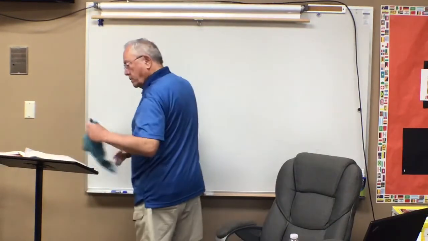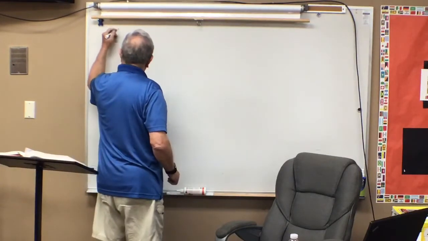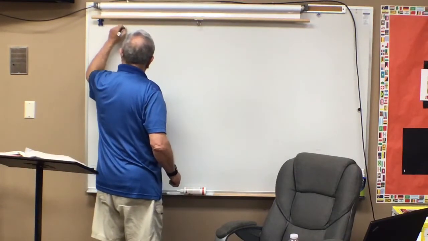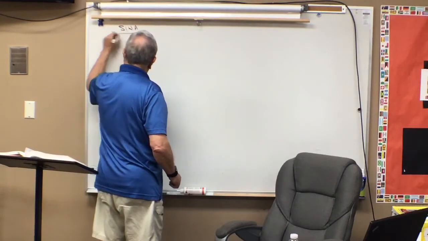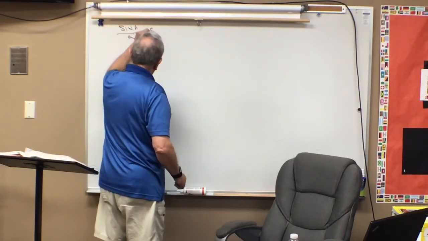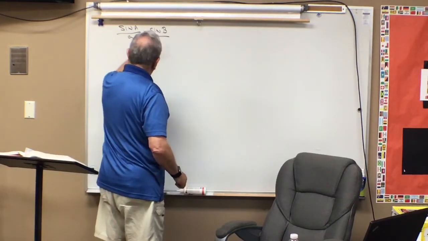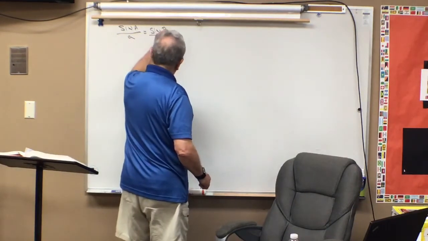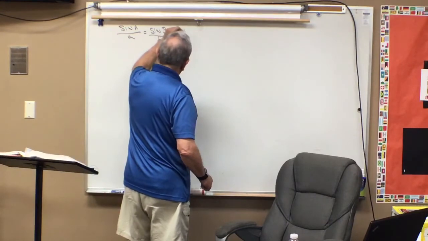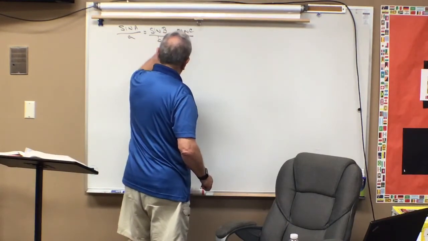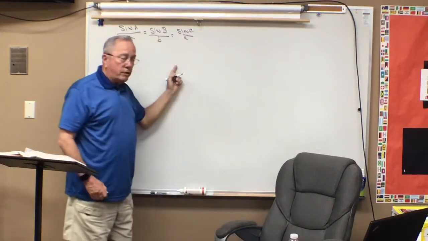All right, so first thing you do is on top of your sheet, you just go like this. Just write this down. Sine A over a equals sine B over b equals sine C over little c. So this is the equation we're going to use.